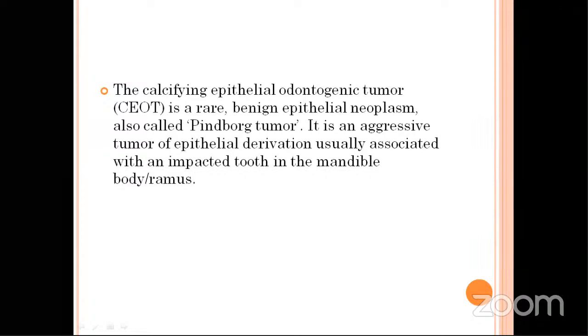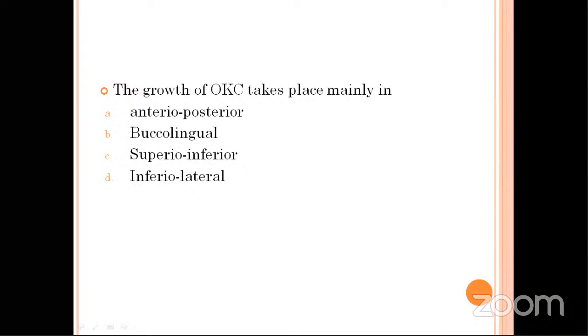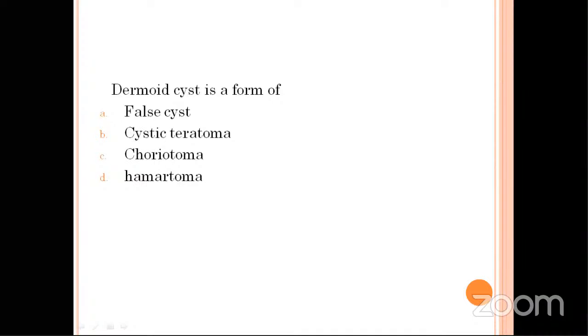It's associated with impacted tooth, 50%. The growth of OKC takes place mainly in the anterior posterior direction. That is why there will be no expansion or no cortical reactions. Anterior posterior. Dermoid cyst is a form of hamartoma. Okay, hamartoma is a condition where there will be abnormal growth of the particular tissue, the growth of which will stop once the person's growth is stopped. Example is odontome and dermoid cyst also. Okay.